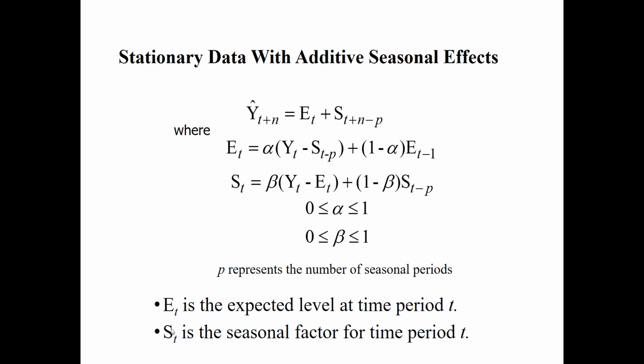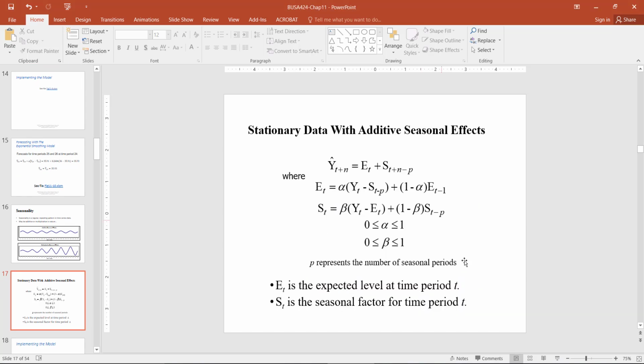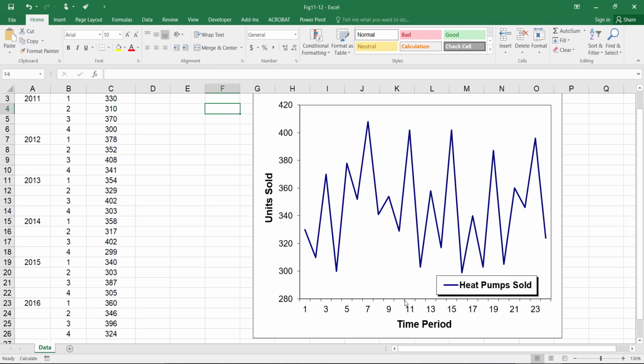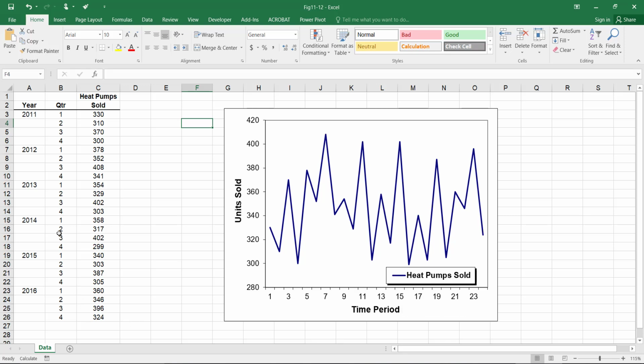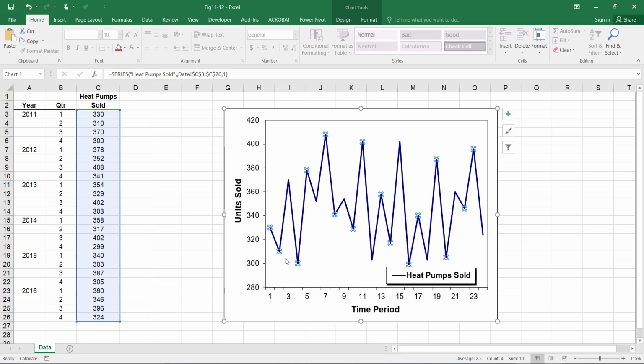So let's have an example and see how we can apply this additive seasonal effect to real data. Consider this example that we have annual based, from year 2011 to 2016, and for each year we have 4 observations. The plot of this data is represented in this figure. You can see at time period 1 it has a decrease, and then we can observe an increase and then again a decrease.